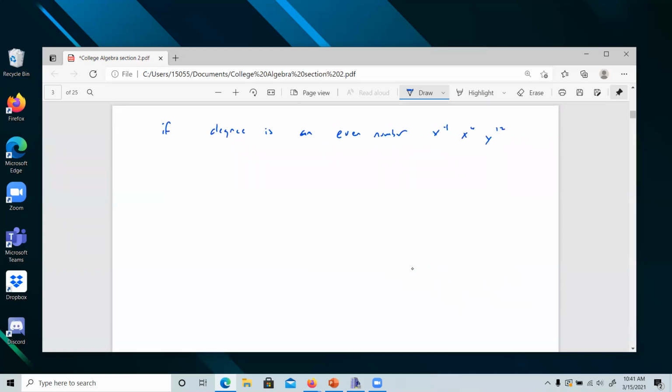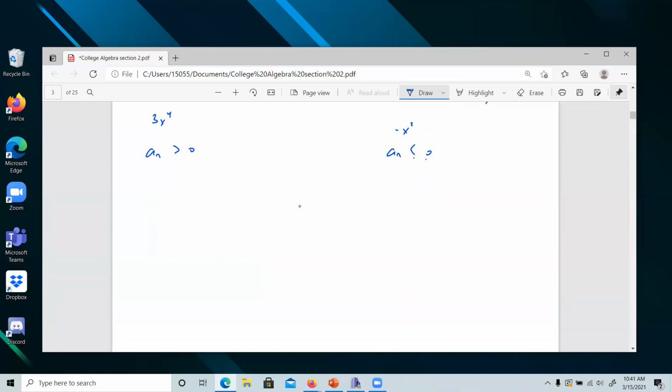We could have a sub n, the leading coefficient, be positive, or a sub n could be negative. So we could have something like negative x squared, where the leading coefficient is negative 1. So negative x squared, a sub n is less than 0. 3x to the 4th, a sub n is greater than 0. If the leading coefficient is positive, then the end behavior of a polynomial is going to look a lot like a quadratic, a parabola where the first term is positive.